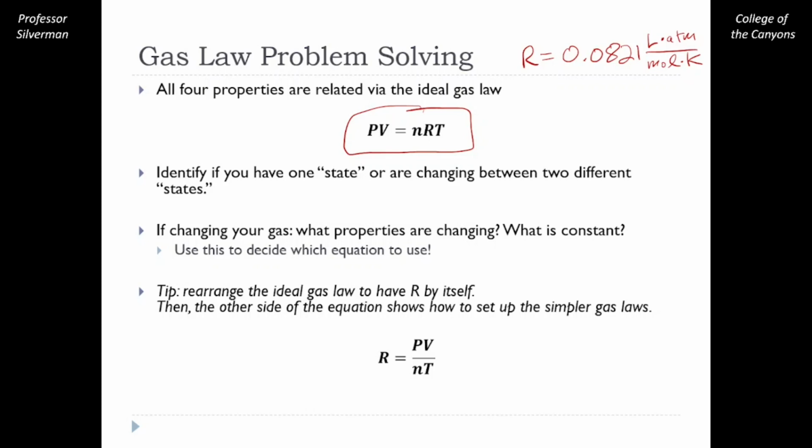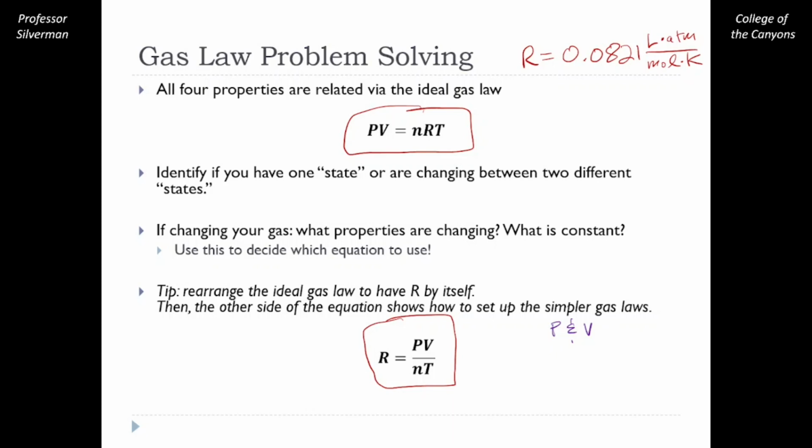But our tip here on this slide is a way to not have to memorize all of those simple gas equations. Instead, we can use this ideal gas law. If we rearrange it so that R is all the way by itself, this is now that same derivation we had for our simple gas laws, but using all four properties. Once we have this set up, we can identify any of the properties of our gases and use this equation to find that simpler P1V1 equation or V1N1 equation, etc.